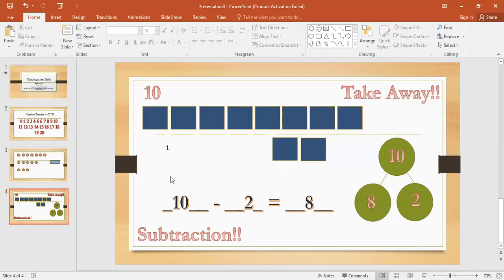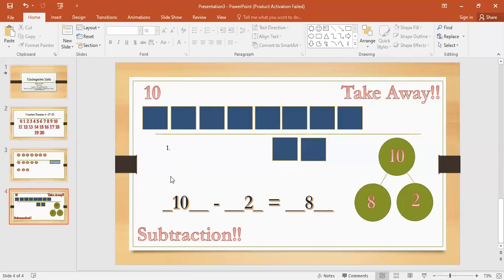So we have our problem. Our number sentence says 10 minus 2 equals 8. Please repeat that for me. Good. 10 minus 2 equals 8. Also saying that 10 take away 2 is 8. Remember, with subtraction, we always are taking away. So 10 minus 2 equals 8.